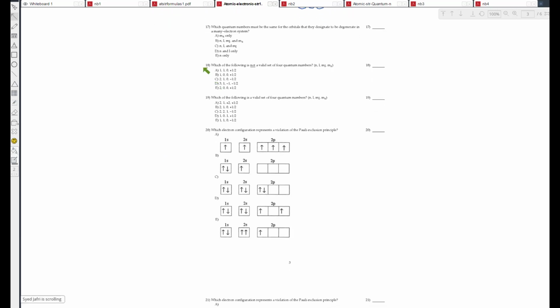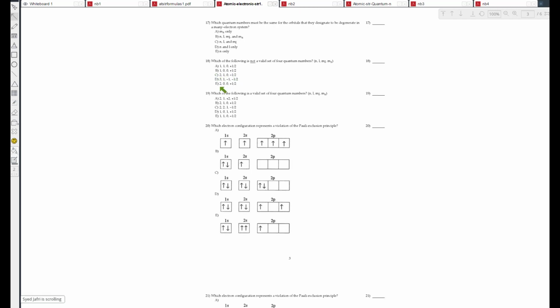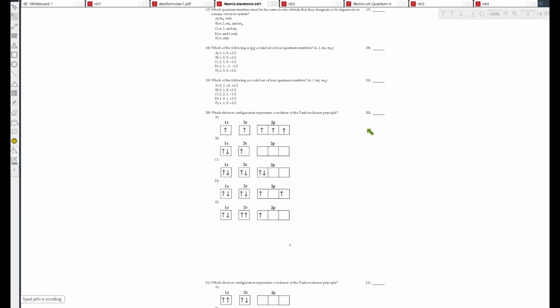Okay, what about the 18? Which of the following is not a valid set of 4 quantum numbers? Right off the bat, I spotted A because it's 1 and 1. You're right, n and l, because they cannot be the same. Okay, that's correct.